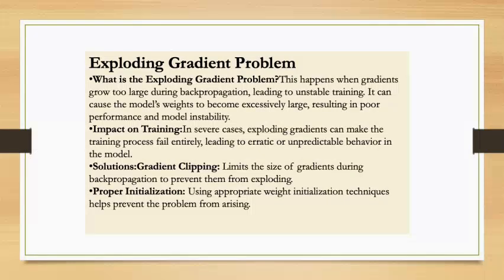So to give a summary of the exploding gradient problem, this occurs when gradients grow excessively large, like I've said already. It leads to unstable training and divergence. This can be mitigated through techniques like gradient clipping, weight regularization, and proper initialization. By managing gradient magnitudes, training becomes more stable and effective, especially for deep and recurrent neural networks.